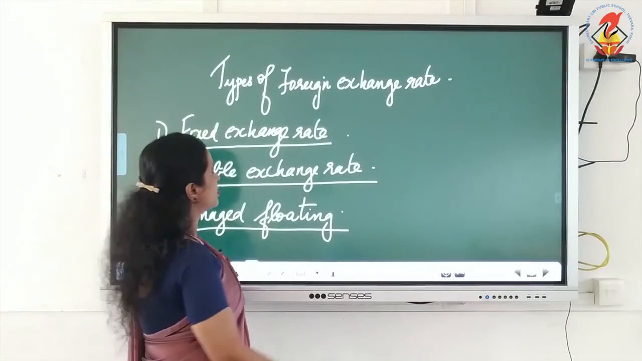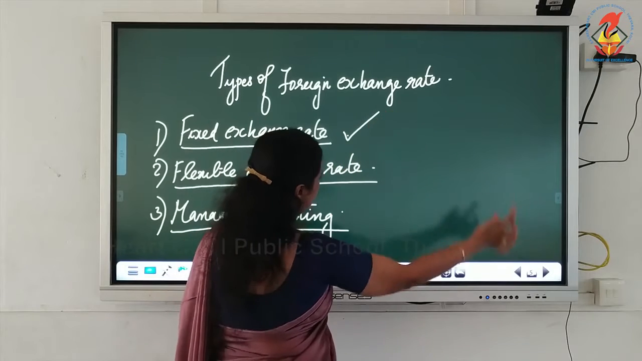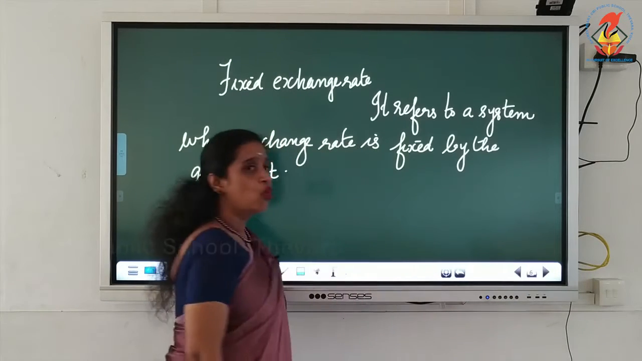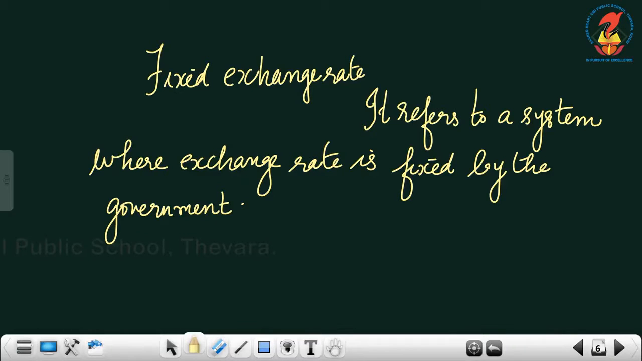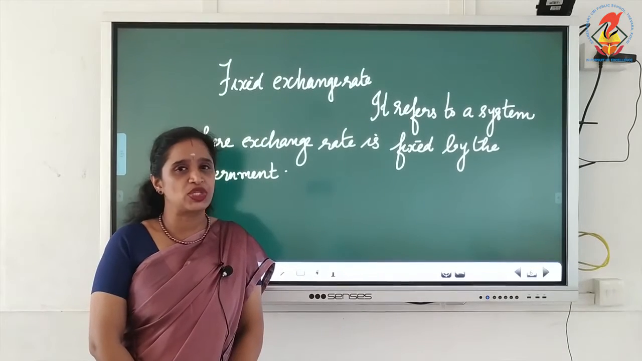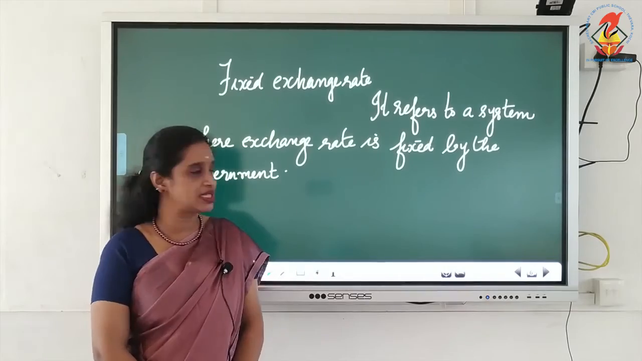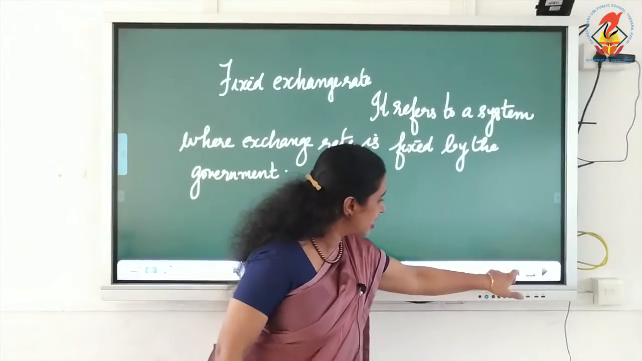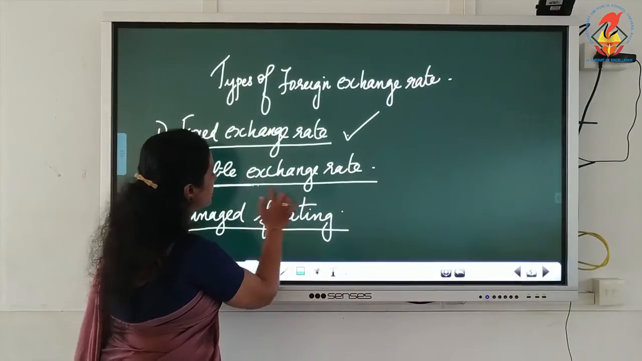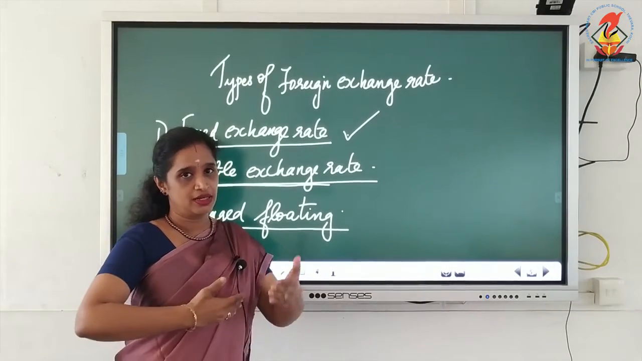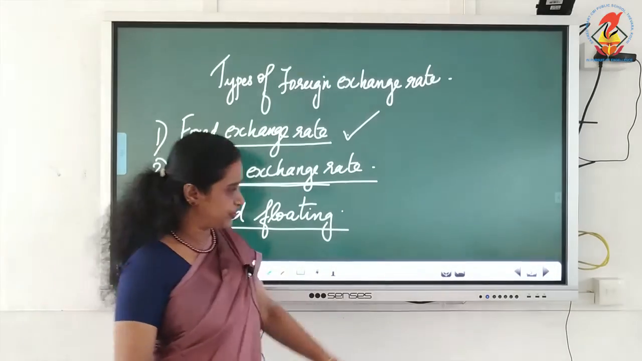Now let us discuss the first type of foreign exchange rate, and that is fixed exchange rate system. What is meant by this fixed exchange rate system? Now let me make this particular point very clear. This type of fixed exchange rate system is not prevalent now. What we follow in modern days is the flexible exchange rate system. So when we explain the two concepts, the content will be clear to you.